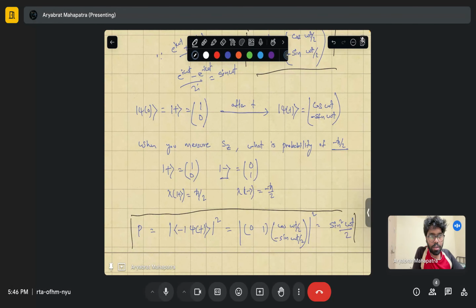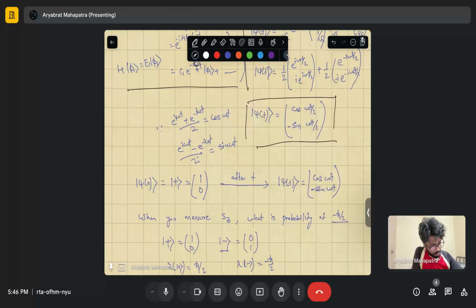So did you get this, or do you have any questions? Yes, it is okay. But after the time evolution, in the matrix we have cos omega t divided by 2 and minus sin omega t divided by 2. So after the time evolution, it is not necessary to retain any basis. Yeah, because now it has no basis.